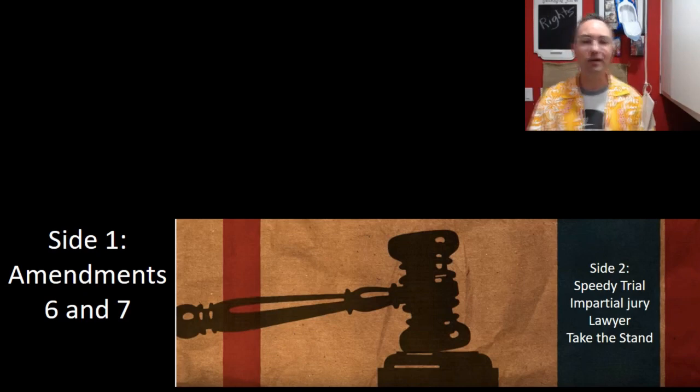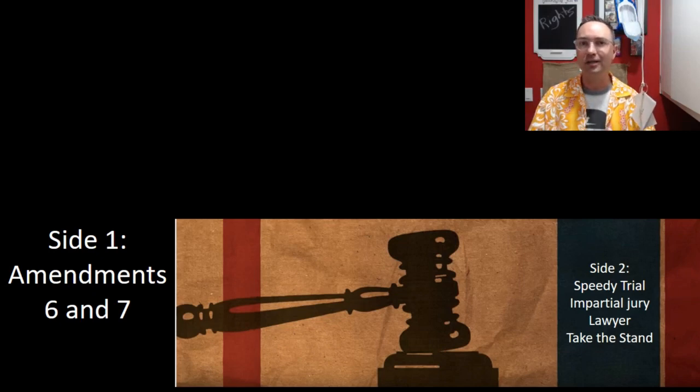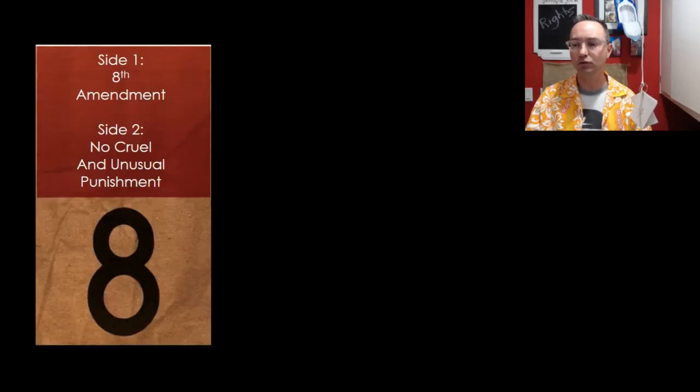The next note card is going to say side 1 is Amendment 6 and 7. Side 2 is going to say speedy trial, impartial jury, meaning that if Angel were accused of stealing the last Oreo, then she could say, I don't want Kyla and Laura to be on the jury because they wouldn't be impartial. Of course, they would want to convict her because they're trying to deflect the attention from them. You have the right to a lawyer and the right to take the stand to speak on your behalf in the trial. So if you're accused of something, you can speak on your behalf if you so choose.